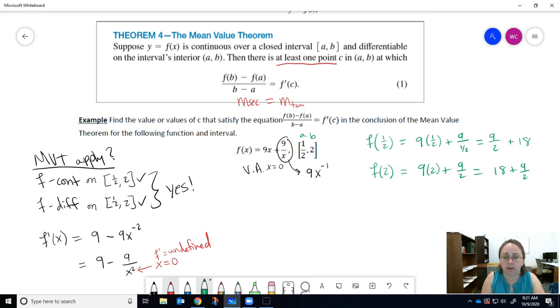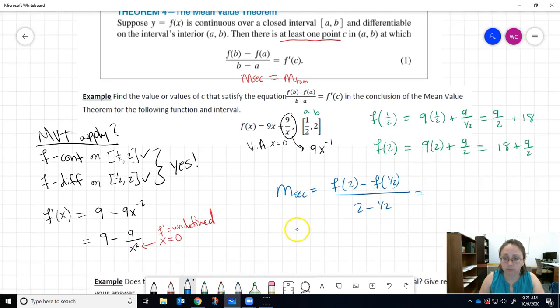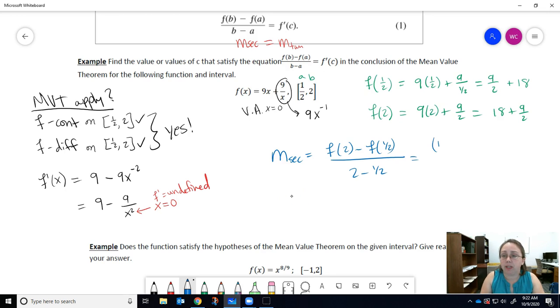All right, so let's do our secant line then. The slope of the secant, the formula says f of b, which is our 2, minus f of a, that's our 1/2, all divided by b minus a. If we plug in our information here, f of 2 was 18 plus 9 over 2. I could put that into a decimal if I wanted, or combine the fractions, but watch, they're the same values. Because they're the same values, what's going to happen? We don't care about the denominator. It's not 0. We do care about that. But the numerator is 0, so this whole thing is 0. So we have the slope of the secant.